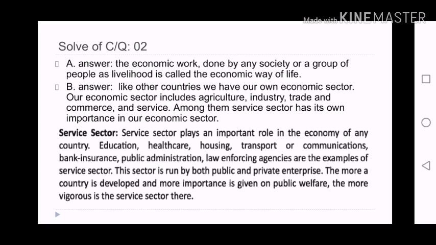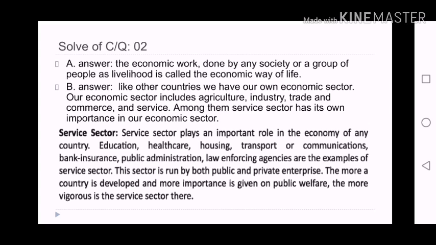The second question here is the same as the previous second number question of creative number 1. Here also they are demanding the importance of the service sector. So you can write the answer the same as before. Like other countries, we have our own economic sector. Our economic sector includes agriculture, industry, trade and commerce, and service. Among them, the service sector has its own importance in our economic sector.